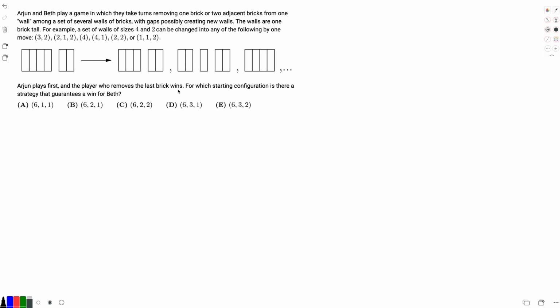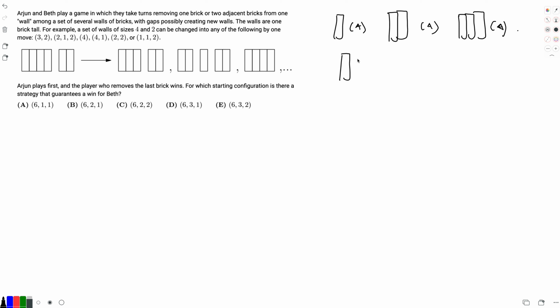For any daunting problem, what we need to do is look at the smaller cases. If there's simply one brick, Arjun just takes that and wins. If there are 2 bricks, Arjun can just take those consecutive bricks and win. If there are 3 bricks, it may look like Arjun loses, because whatever Arjun does, if he takes 1 brick or 2 bricks, Beth can take the other brick or 2 bricks and win. But we can't overlook the fact that Arjun can take the middle brick. So Arjun can win by taking the middle brick, and we'll develop on that a little bit more.